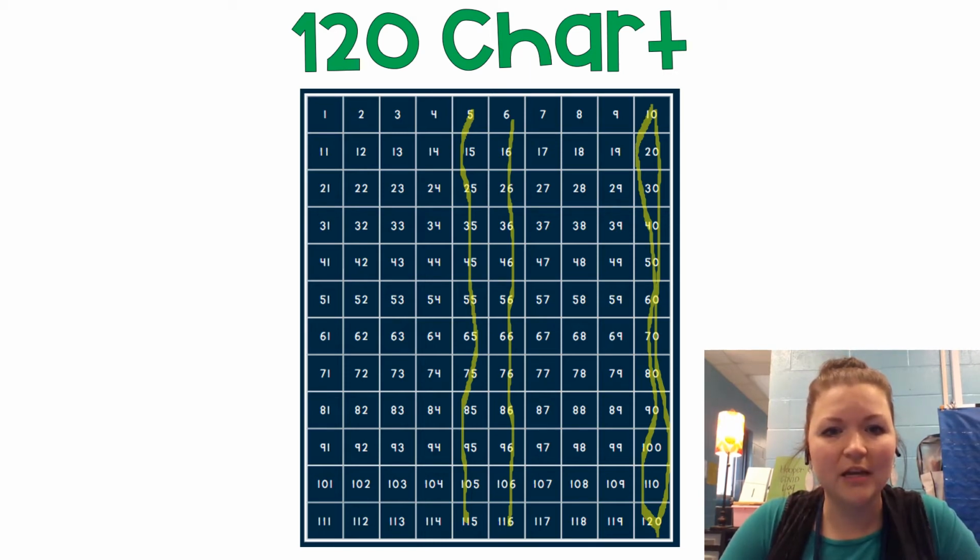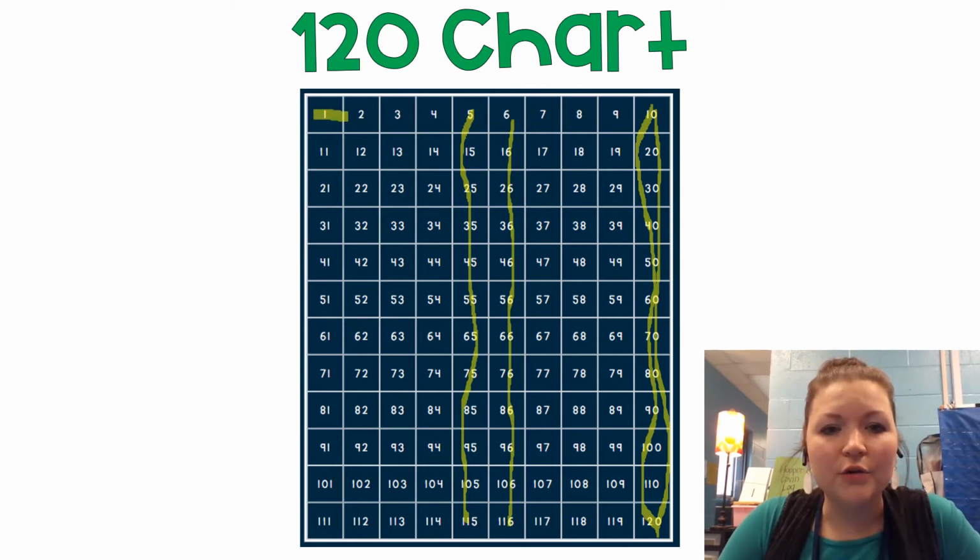So let's do it right here with the 5. 5, 15, 25, 35, 45, 55, 65, 75, 85, 95, 105, 115. That's counting by tens too.